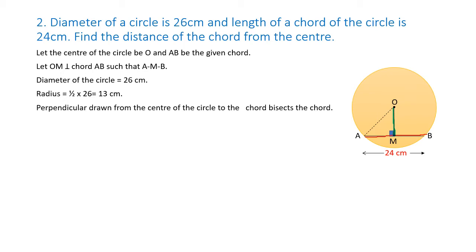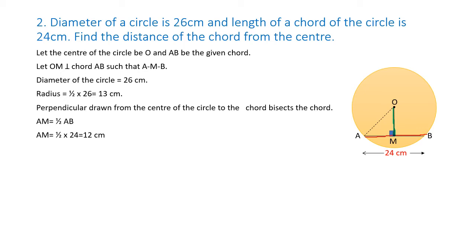And what am I supposed to prove now? I have got the length of this chord also, which is 24. If I want to apply this to this right angle triangle, I'll have to take the half of it. Just as for the diameter we took half, here also we'll take half of this chord, because this is bisecting the chord. So I'll say AM is equal to half of AB, which is half into 24, which is 12 centimeter.